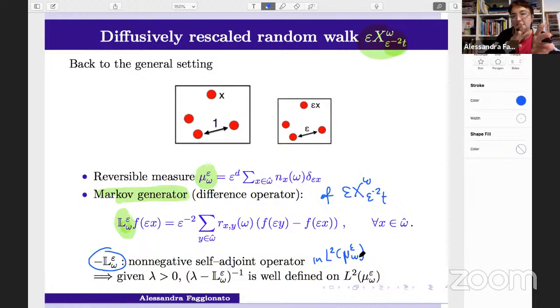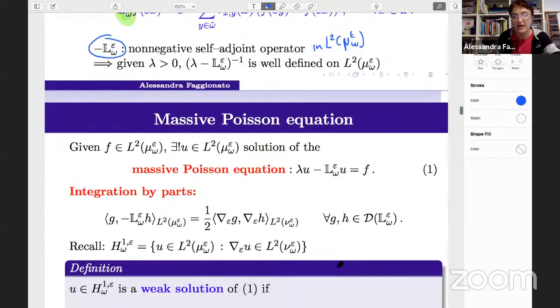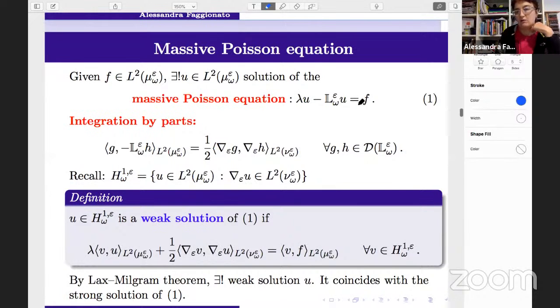So given a positive number lambda, you can invert the operator, which is strictly positive, lambda minus the generator, and it is well defined in the L2 space. As a consequence, for each function f which is square integrable, you have a unique strong solution u of the massive Poisson equation, which is the following: lambda times u minus the generator of the random walk applied to u is equal to f.